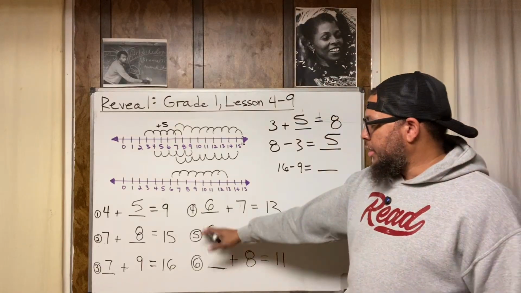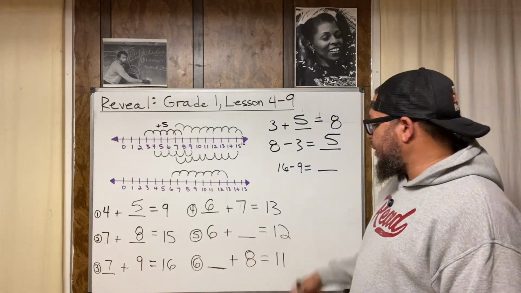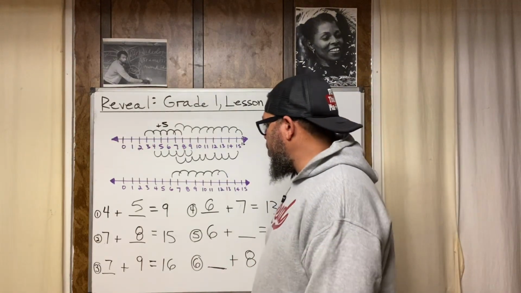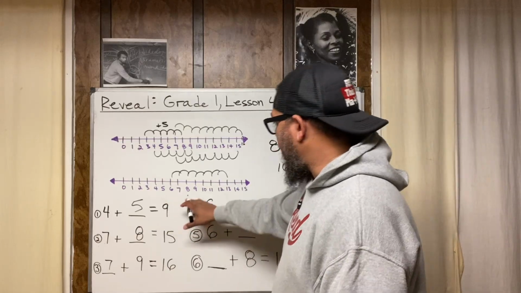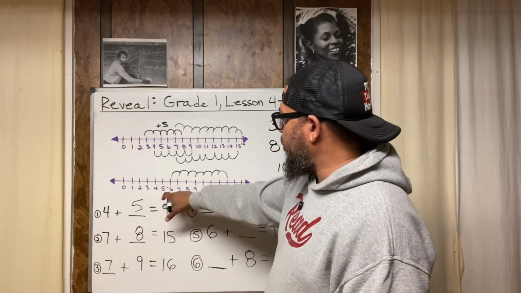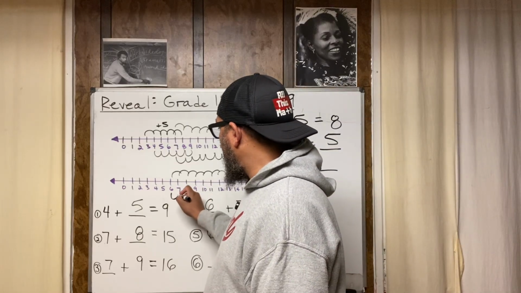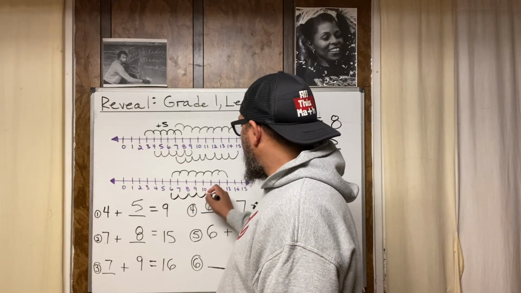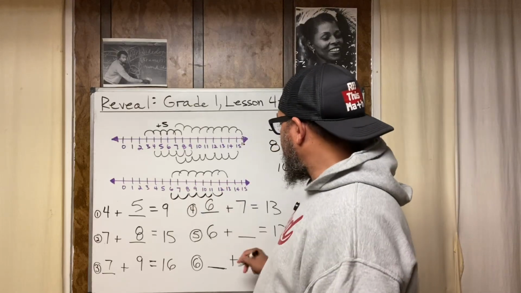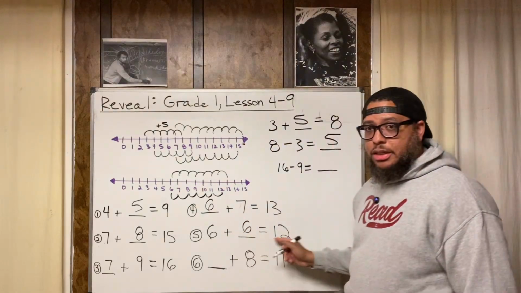All right, now the last 2, number 5, 6 plus blank is 12. Starting point is 6. How far are we going to get to 12? What's the distance between 6 and 12? All right, we go 1, 2, 3, 4, 5, 6. 6 spaces. 6 plus 6 is 12.